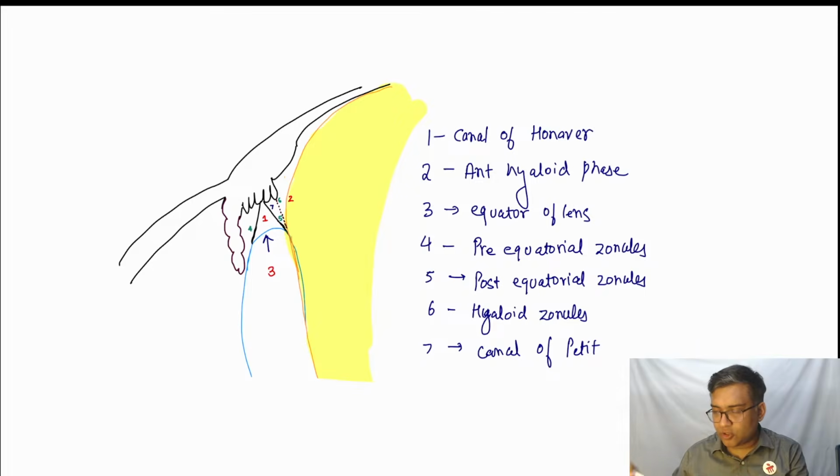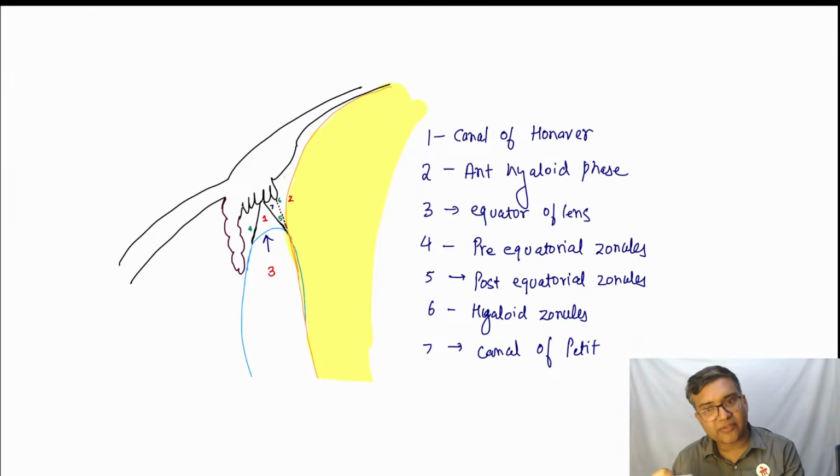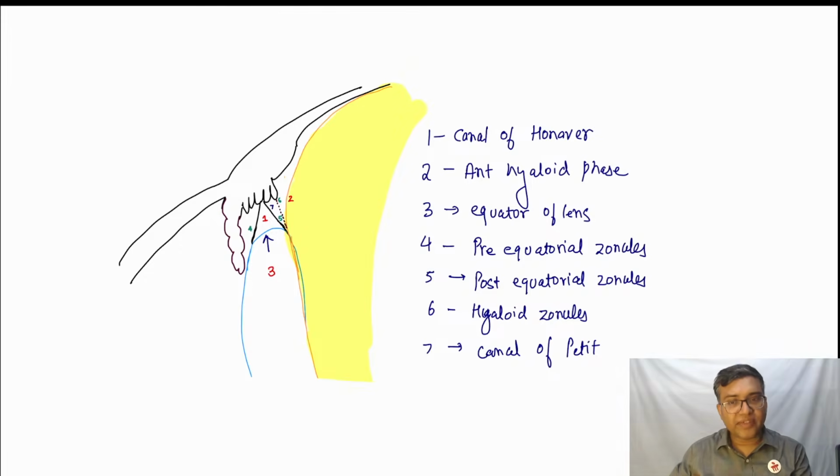And just remember 2 spaces here. One is the canal of Petit and one is the canal of Hannover. The canal of Petit is between the hyaloid zonules and the post-equatorial zonules, and the canal of Hannover is between the pre-equatorial zonules and the post-equatorial zonules. So these are the various spaces in the ciliary body.